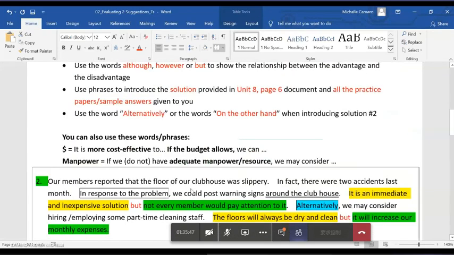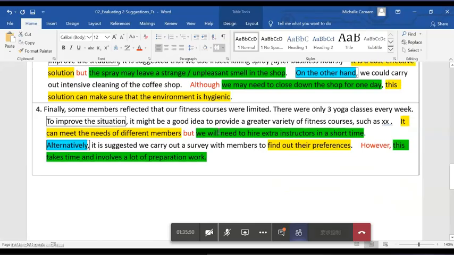All right, so we have finally some members reflected that our fitness courses were limited. There were only 3 yoga classes every week. To improve the situation, it might be a good idea. So here's solution 1. It might be a good idea to provide a greater variety of fitness courses, such as, so they're asked, maybe you want to add a few of your own ideas here. Then it says it can meet the needs of different members. That's the advantage, but we will need to hire extra instructors in a short time. That's the disadvantage. And they use the word but to show the relationship between the two, the advantage and disadvantage.